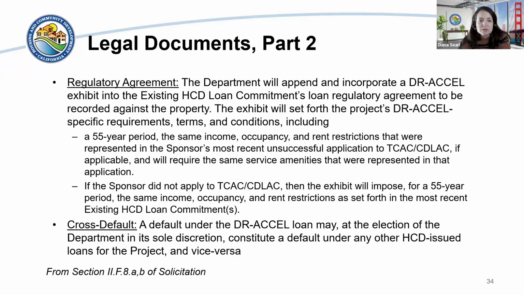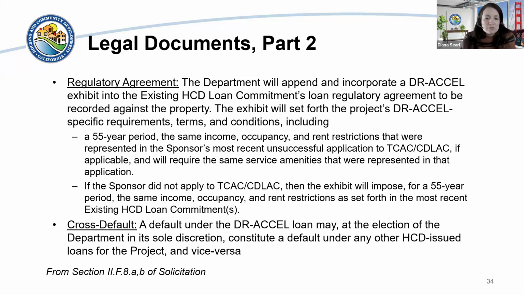Continuing on with the legal documents, there will also be a regulatory agreement. The department will append and incorporate a DR exhibit into the existing HCD loan commitment's regulatory agreement to be recorded against the property. The exhibit will set forth the project's DR specific requirements, terms, and conditions, which include a 55-year period, the same income, occupancy, and rent restrictions that were represented by the sponsor's most recent unsuccessful application to TCAC or CDLAC, if applicable, and will require the same service amenities that were represented in that application.